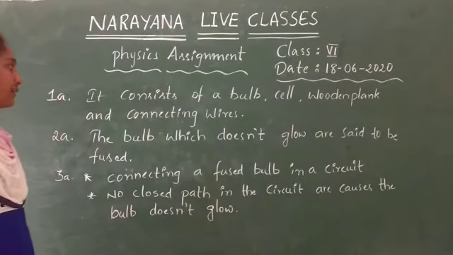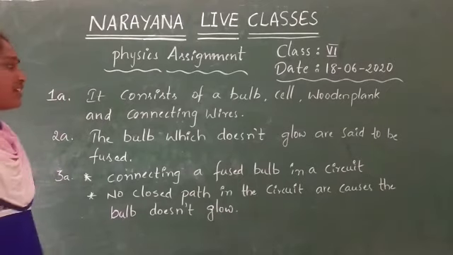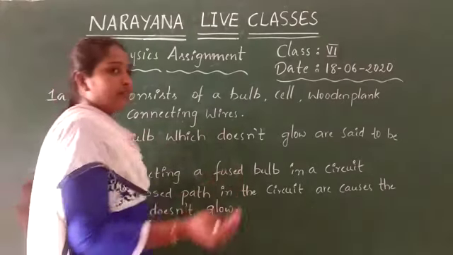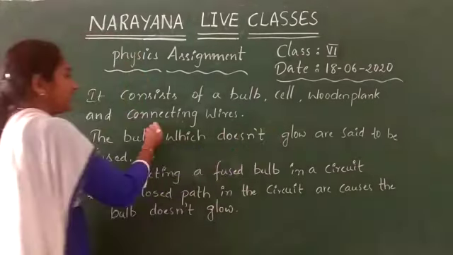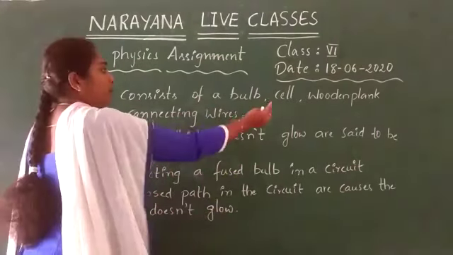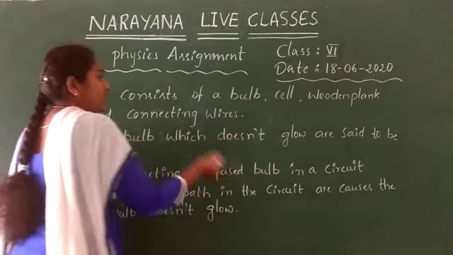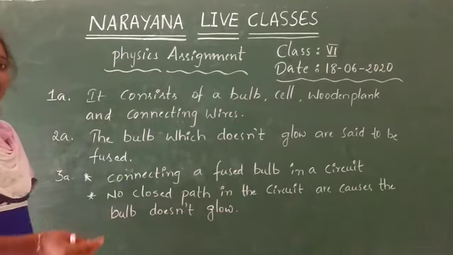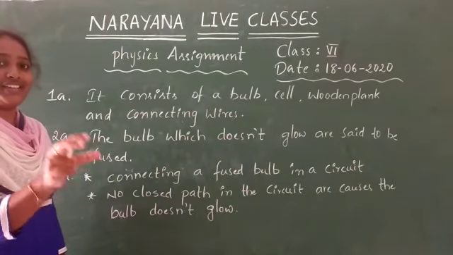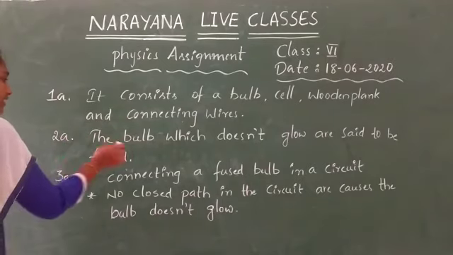In today's assignment, the first question is, what does a circuit consist of? A circuit consists of a bulb, cell, wooden plank and the connecting wires. By using these simple electrical components, which we call a bulb, cell and connecting wires, we will construct a small simple electric circuit.